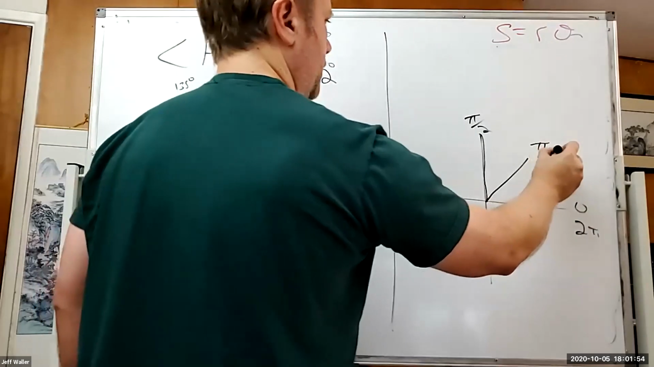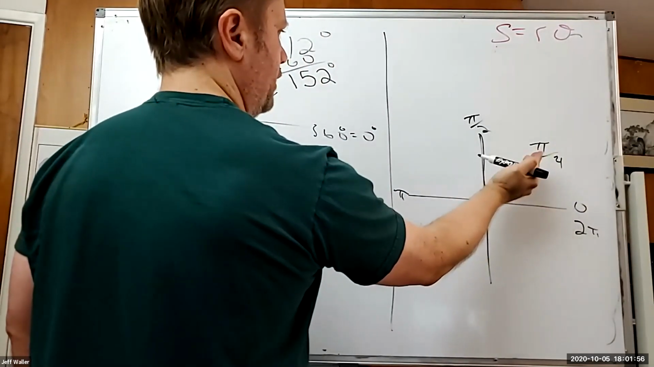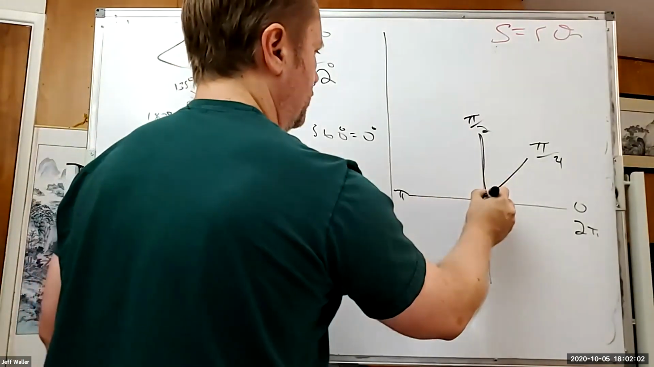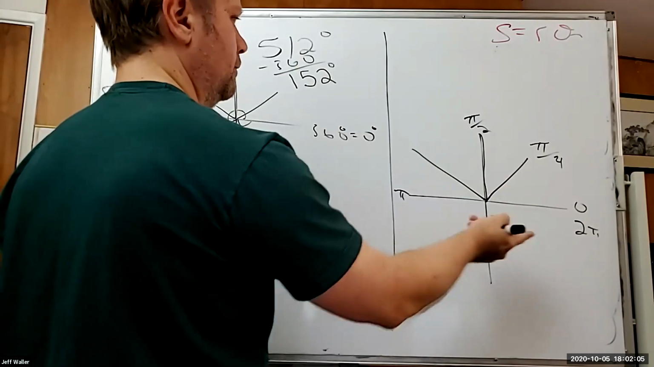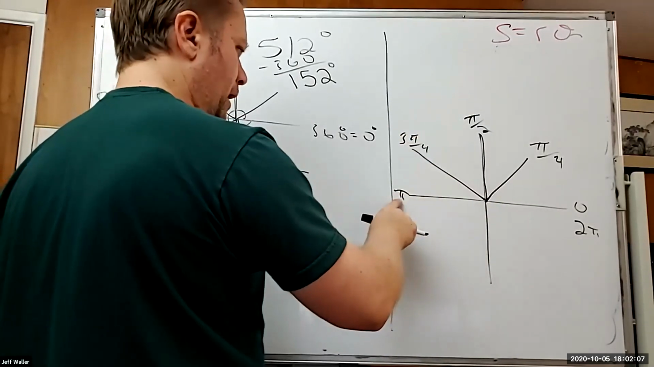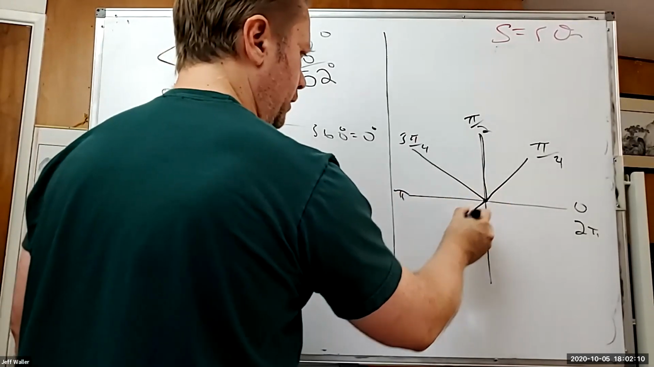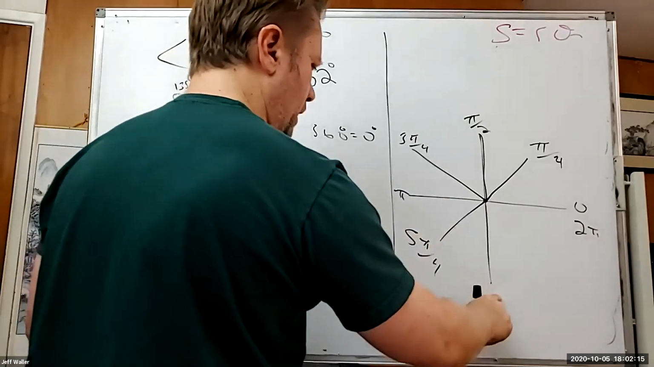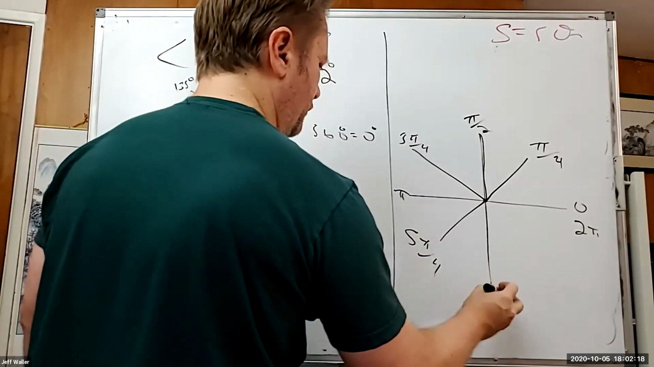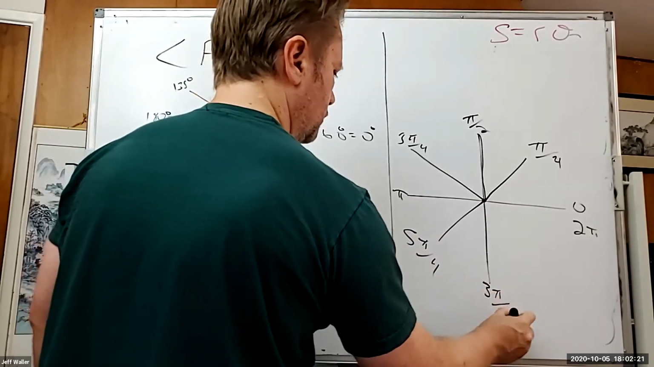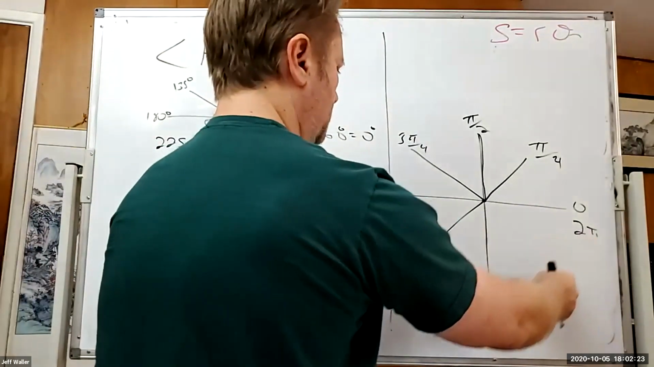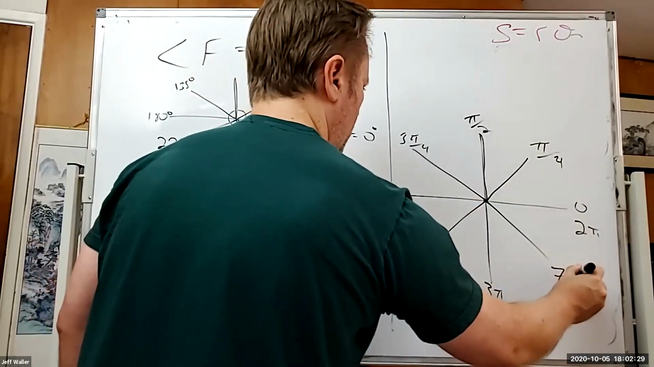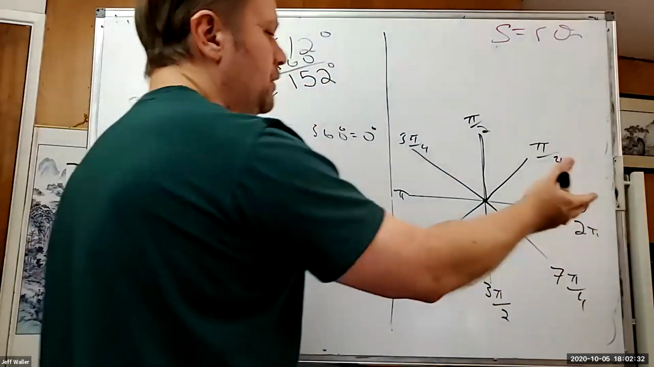Pi over 4, I love it. So that's 1 pi over 4, 2 pi over 4, which is pi over 2. Is that cool? And then this, of course, will have to be 3 pi over 4. It's crazy. And then 4 pi over 4, which is pi, and then unbelievably 5 pi over 4. And then 6 pi over 4, which is, what's 6 pi over 4? That reduces to 3 pi over 2, which makes sense because it's right between pi and 2 pi, right? And then 7 pi over 4, and then 8 pi over 4, which is 2 pi.